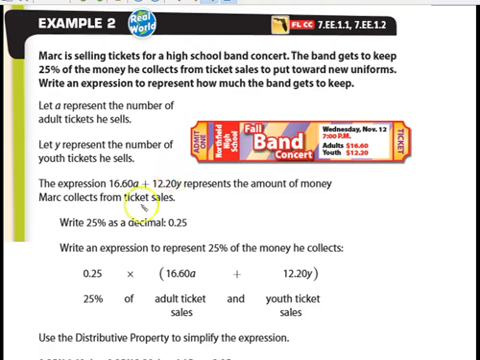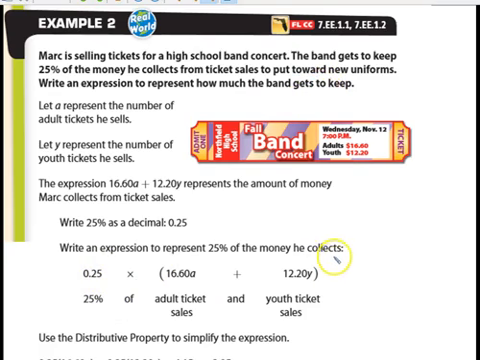So the band only gets to keep 25% of that, and then the rest goes to the school or the band program, but 25% of the money he's collecting goes to new uniforms. So we can't use 25%, we have to change it to a decimal. Because when we're multiplying, we don't use the percentage, we use the percent as a decimal. So we're gonna distribute it to find out how much of the total amount of money is going to the new uniforms.